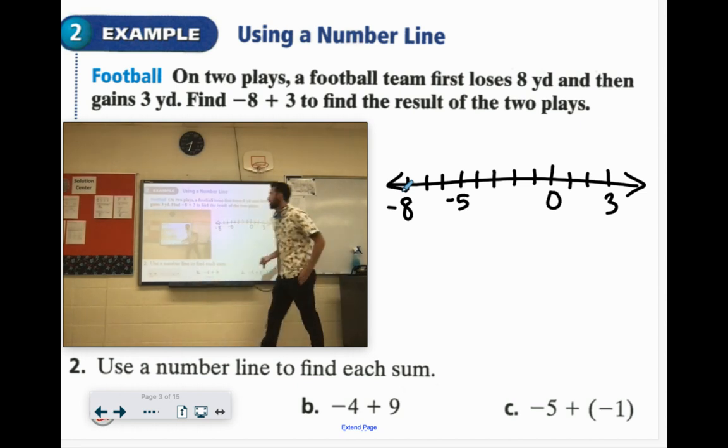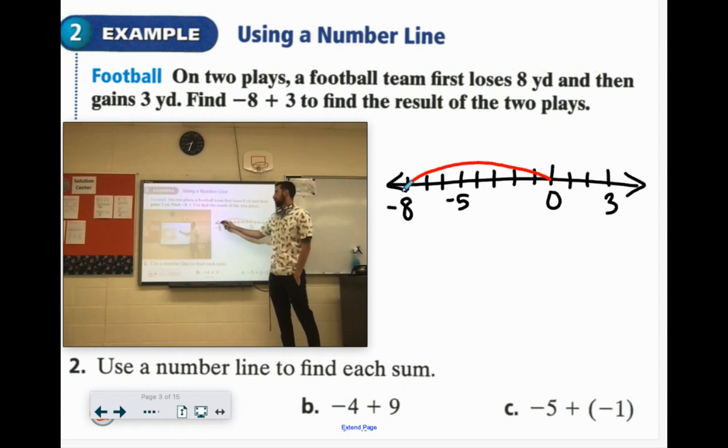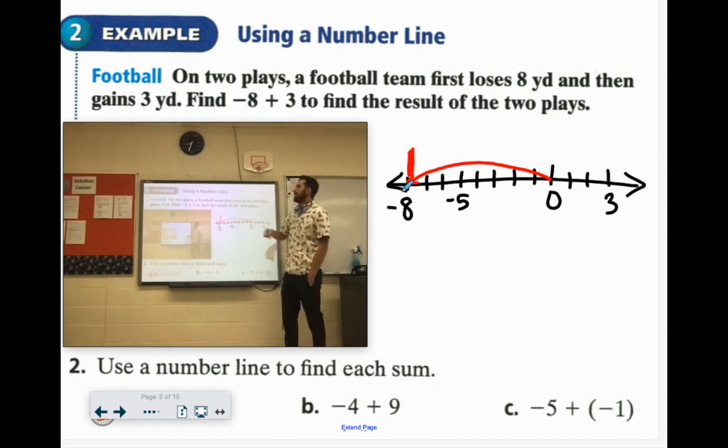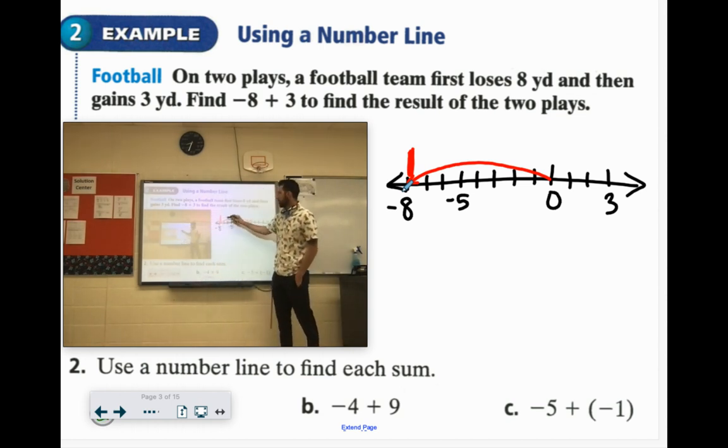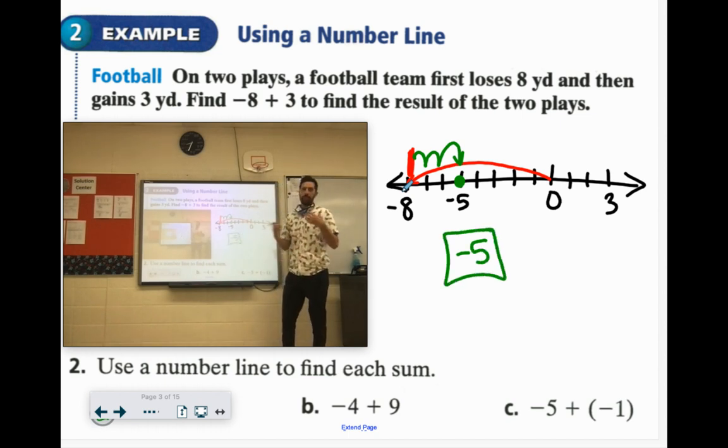So first, they lost 8 yards, so we're going to go over to -8. Here's where they are after the first play. Then they gained 3 yards. That's like a +3. So we go 1, 2, 3, and it ends up at -5. Again, this is just another tool where you can add and subtract integers.